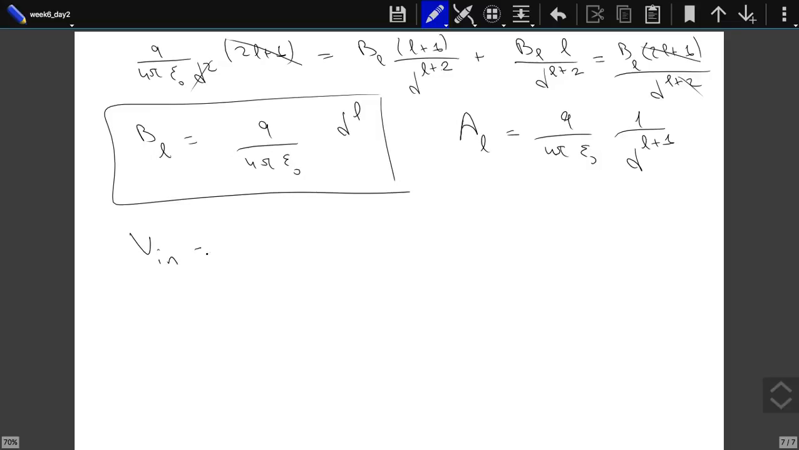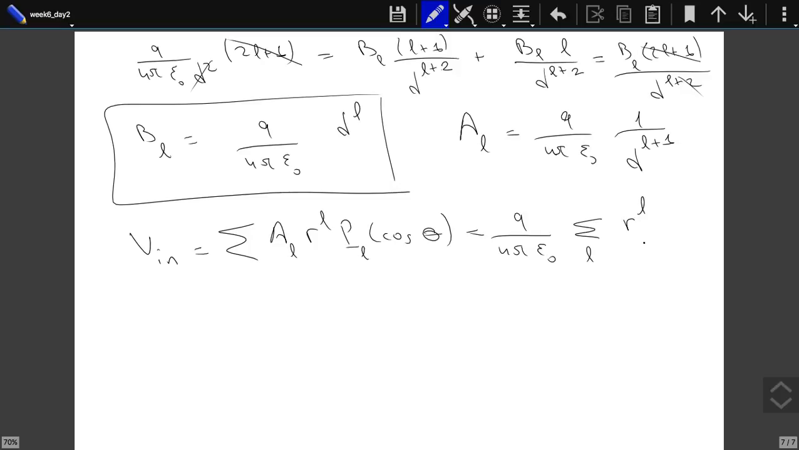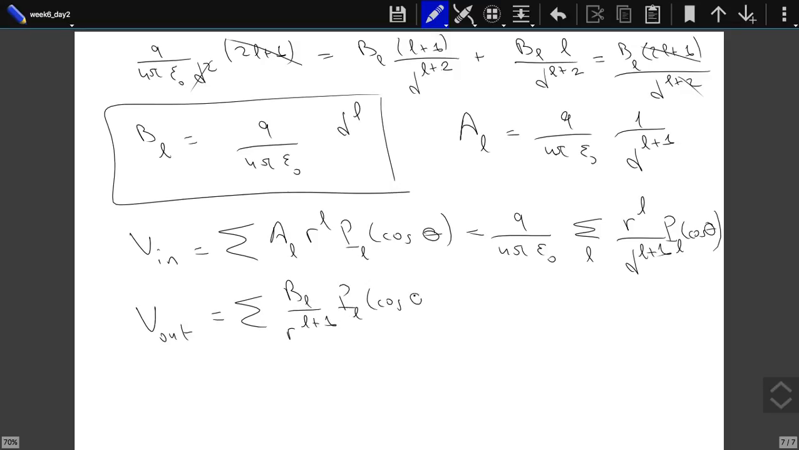So the potential inside was, if you remember, AL r to the power L PL of cosine theta. This is equal to Q over 4 pi epsilon 0, sum over L r to the power L divided by d to the power L plus 1 PL of cosine theta. And V out is BL over r to the power L plus 1 PL of cosine theta. We had determined what BL is, so this is Q over 4 pi epsilon 0, sum over L d to the power L divided by r to the power L plus 1 PL of cosine theta. This is our potential both inside and outside.